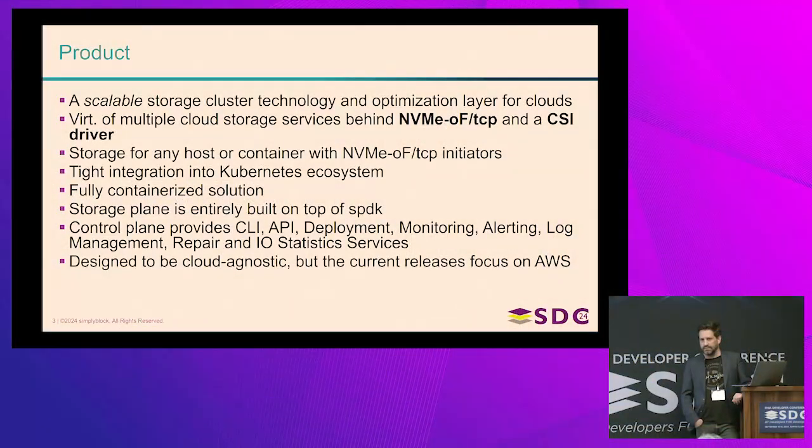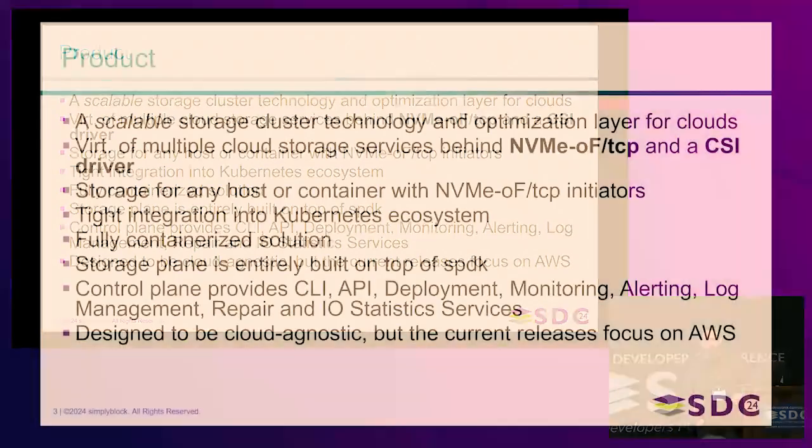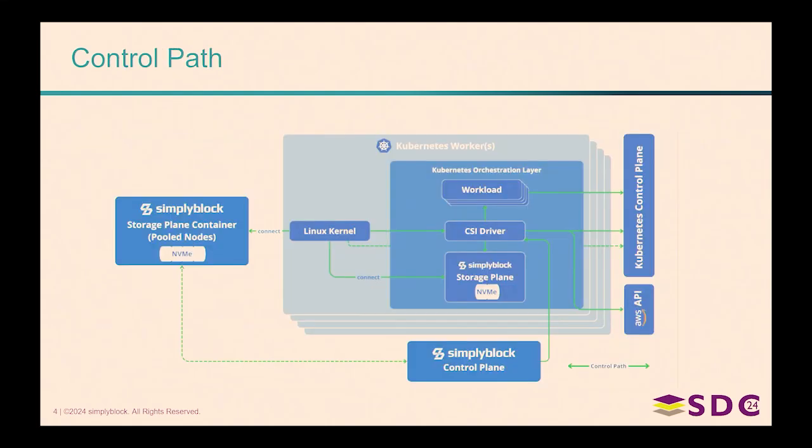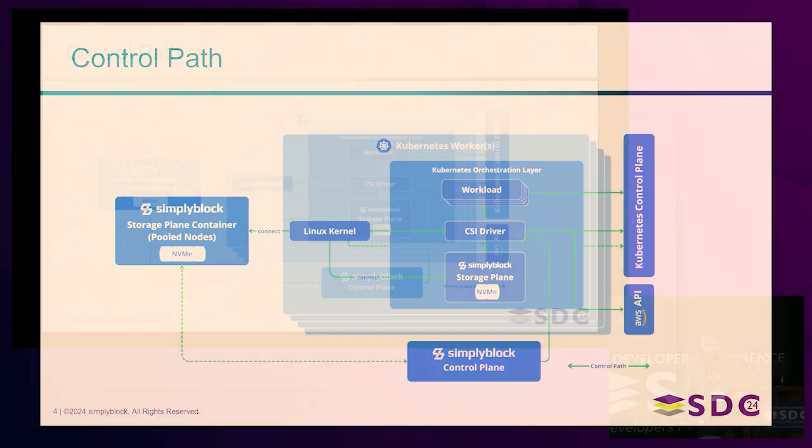Using the NVMe-oF Fabric TCP initiator, we are tightly integrated into the Kubernetes ecosystem. The solution is fully containerized. The storage plane is entirely built on top of SPDK, and then we do have a control plane that provides services like CLI, API, deployment, monitoring, alerting, and so on. Generally, it's cloud agnostic, but at the moment we are focusing on AWS, and all the experiences that I'm sharing today are around that cloud.